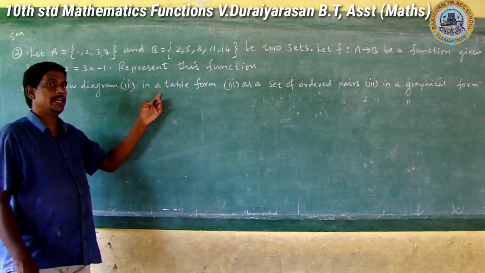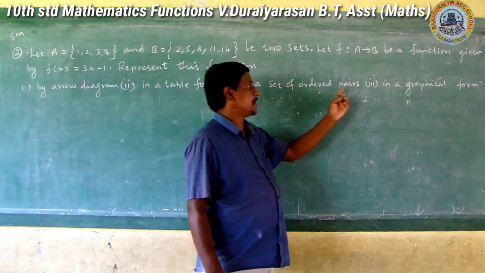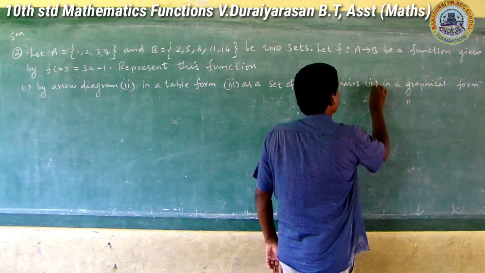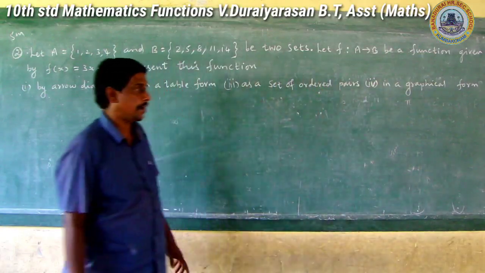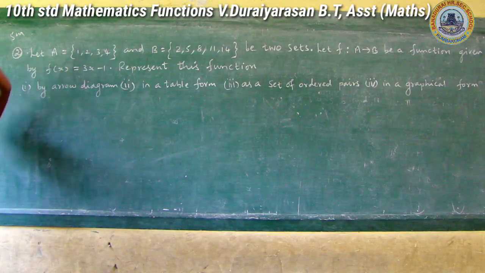Question number 2, in a table form. Question number 3, as a set of ordered pairs. Question number 4, in a graphical form. Very easy one, important 5 mark question.